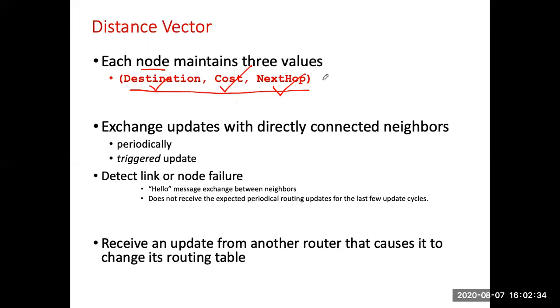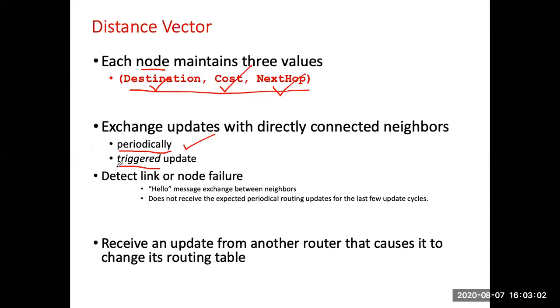Okay, this table is not a static table. The table is periodically updated. How is this table updated again and again? By exchanging updates with the directly connected neighbors. And these updates are exchanged periodically, as well as triggered. So what is periodically? This means the routers update their routing table after equal intervals of time, for example after 30 seconds or after 1 minute or 5 minutes.